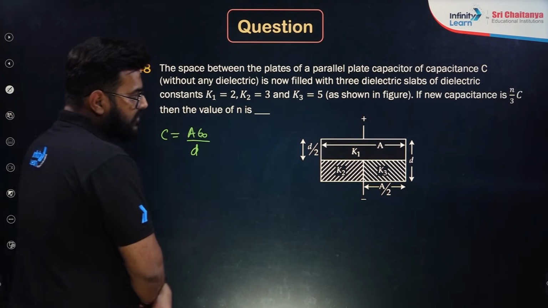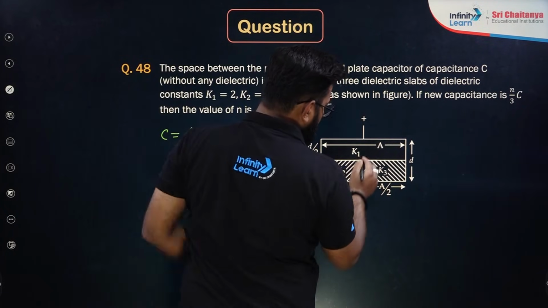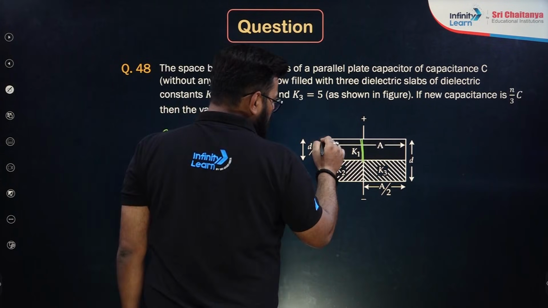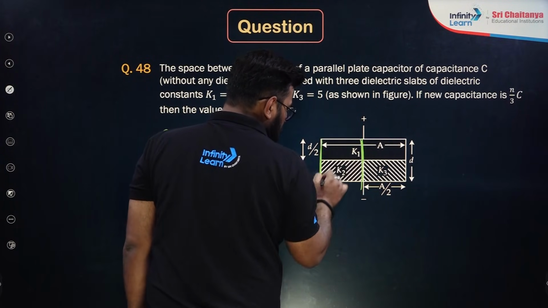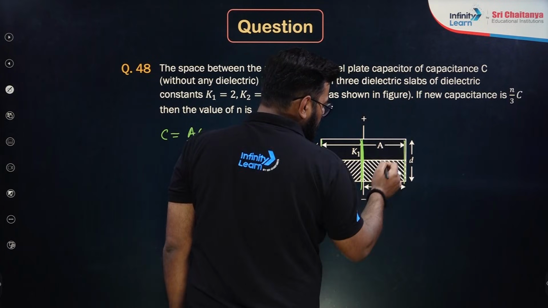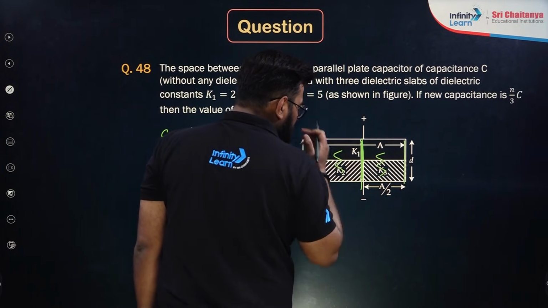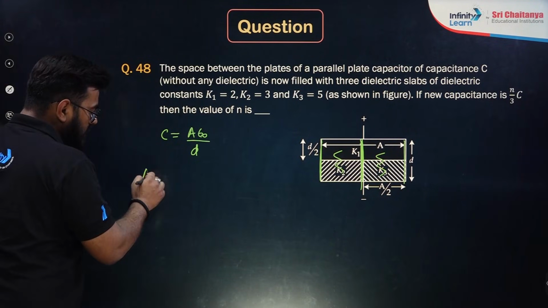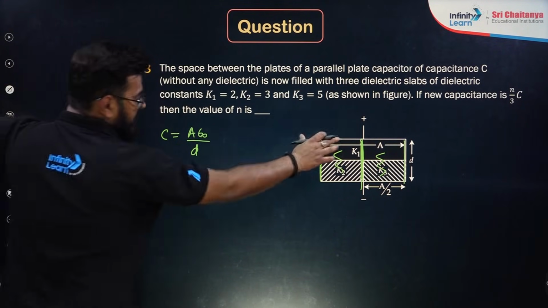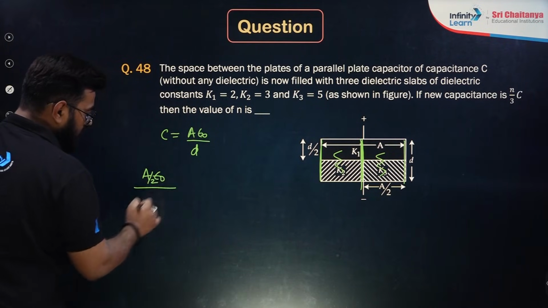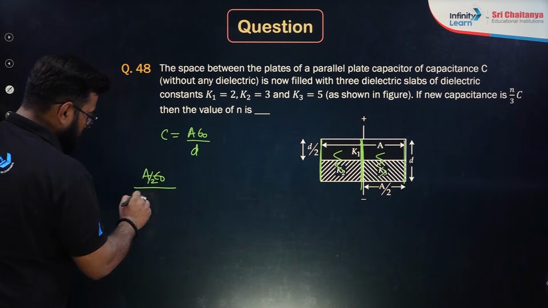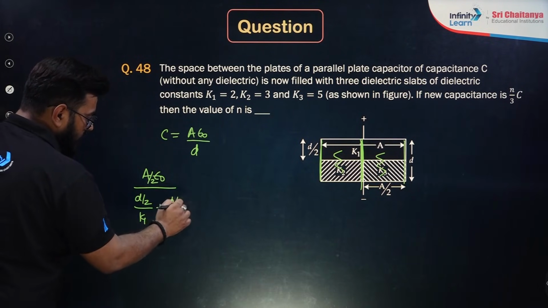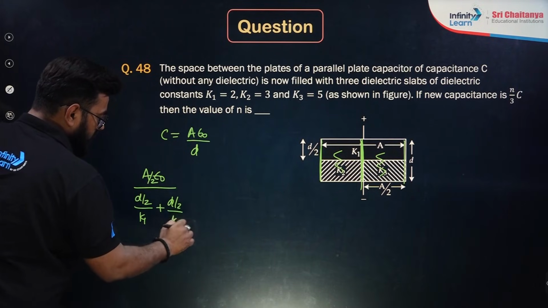Okay. Now the next portion is, see the plates are like this, right? So you will have to break this K1 into 2 parts. First you will have to find the equivalent of these two in series combination and the equivalent of these two in series combination, and then both of them in parallel. In series combination, I think you already know it's A epsilon naught, the area is going to be A by 2, epsilon naught, D by 2 upon the value of K1 plus D by 2 divided by the value K2, correct?